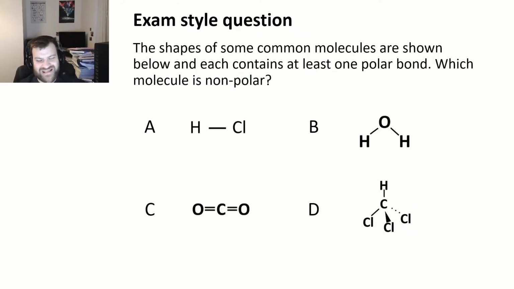In terms of questions, this one tells us that each of these has got a polar bond because there's a difference in electronegativity between the atoms, and it asks us to figure out which of these, therefore, is a non-polar molecule. We're looking for a symmetrical molecule, and our carbon dioxide has a carbon with oxygen on both sides of it, therefore it will be a non-polar molecule.